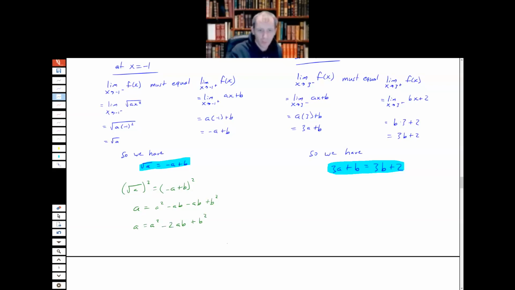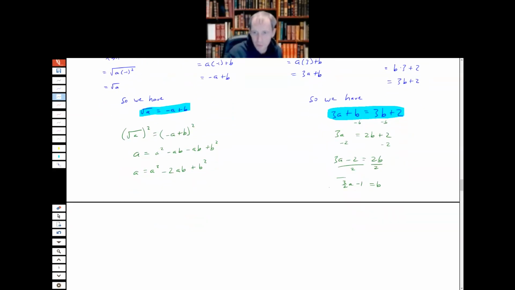What we really want to do, though, is pick one of these equations and solve for either a or b and plug into the other one. This equation's too messy, so I'm going to use our second equation over here. I can solve for either a or b, it doesn't really matter. So for 3a plus b equals 3b plus 2, if I just subtract b on both sides, I'll get 3a equals 2b plus 2. Maybe we'll just solve for b. So 3a minus 2 equals 2b. And then I divide both sides by 2. So 3 halves a minus 1 equals b.